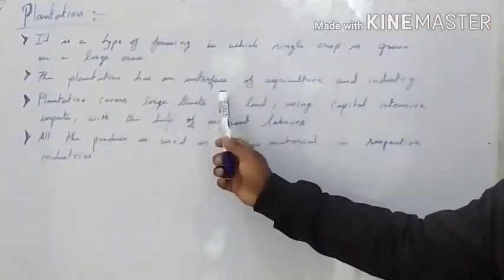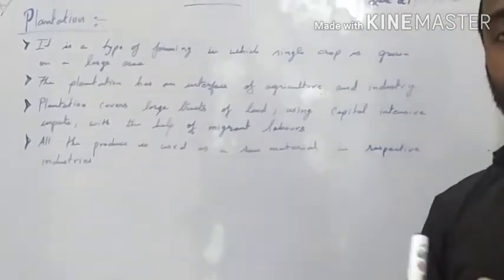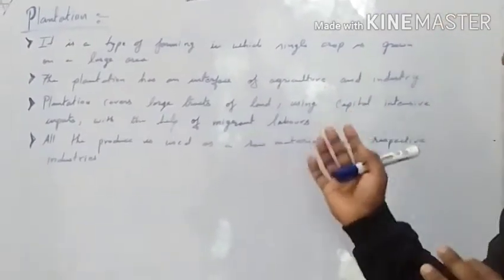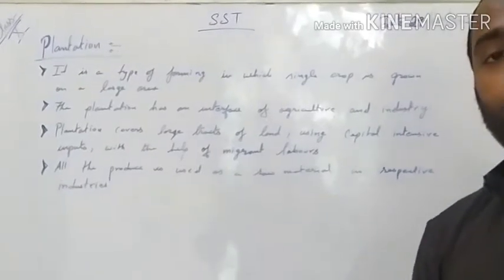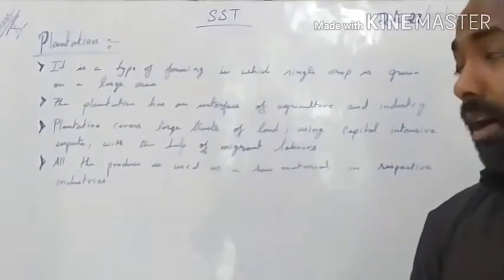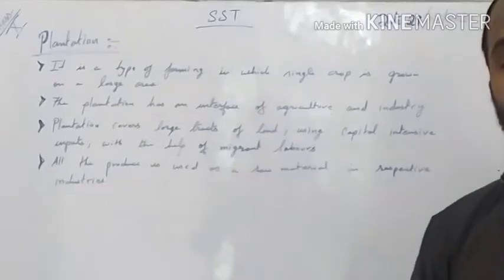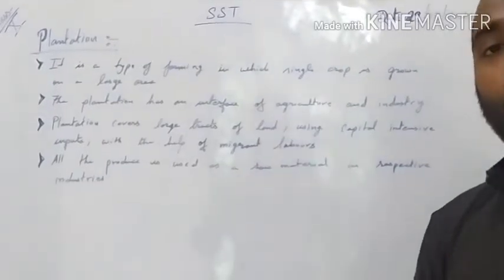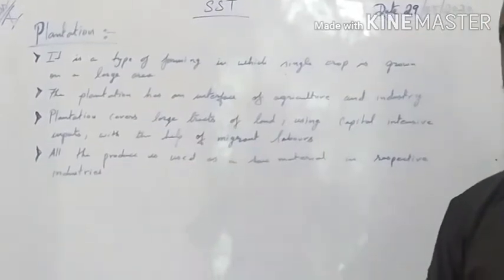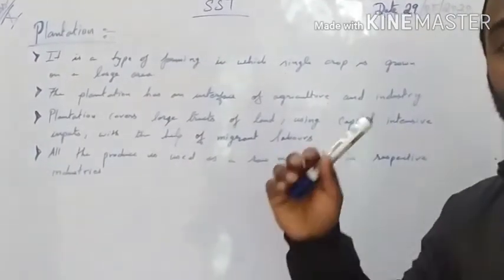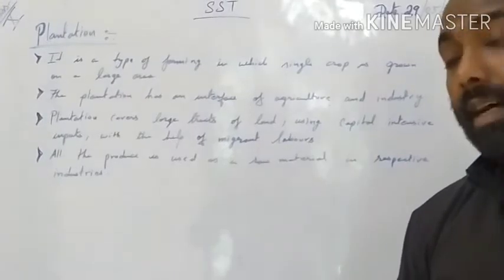The plantation has an interface of agriculture and industry. There is an interaction, a correlation between agriculture and industry. Whatever is produced in the plantation is used as a raw material in the industries. So industrialization is well developed in the areas where plantation is done.